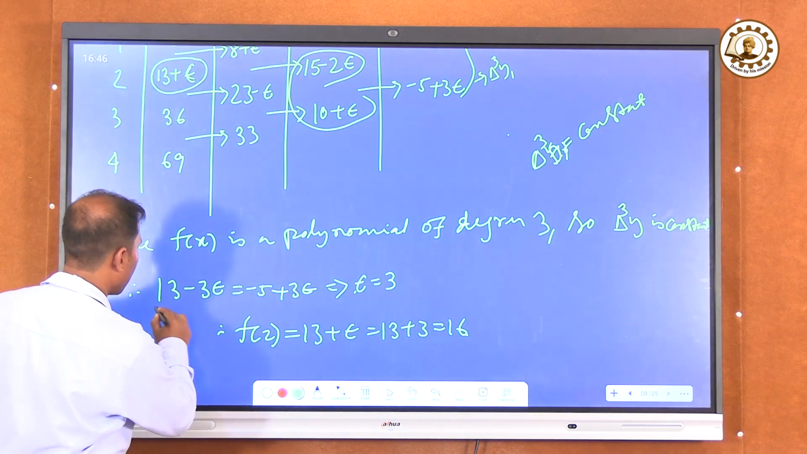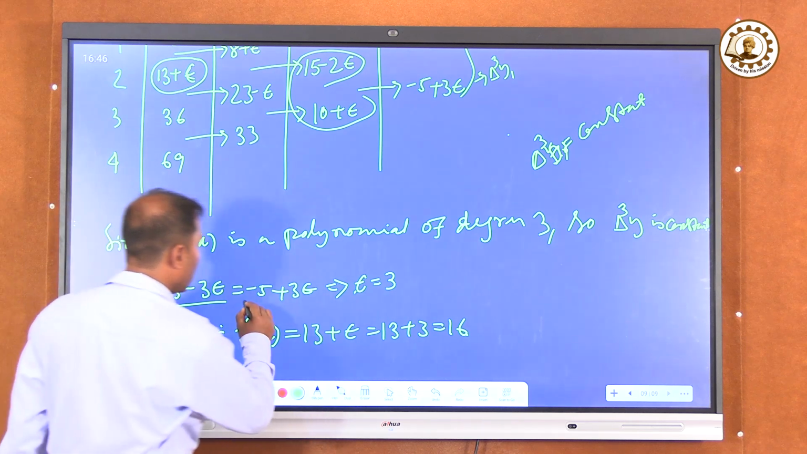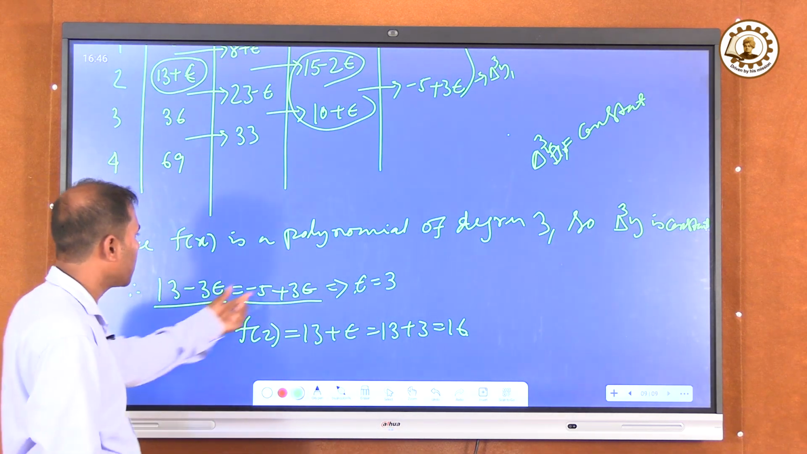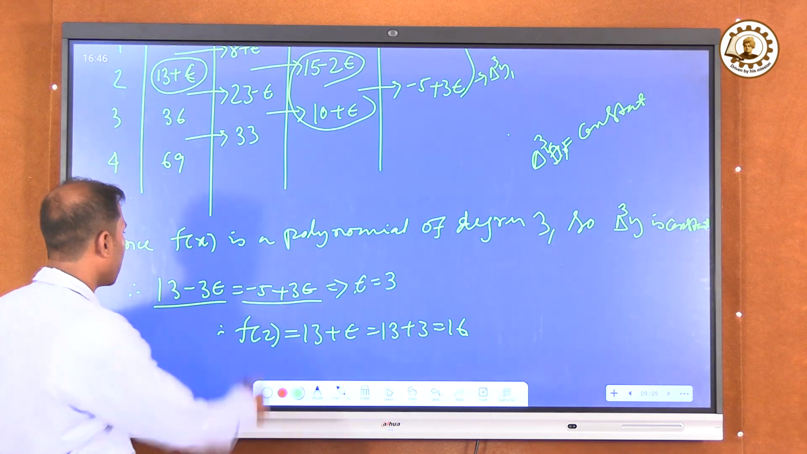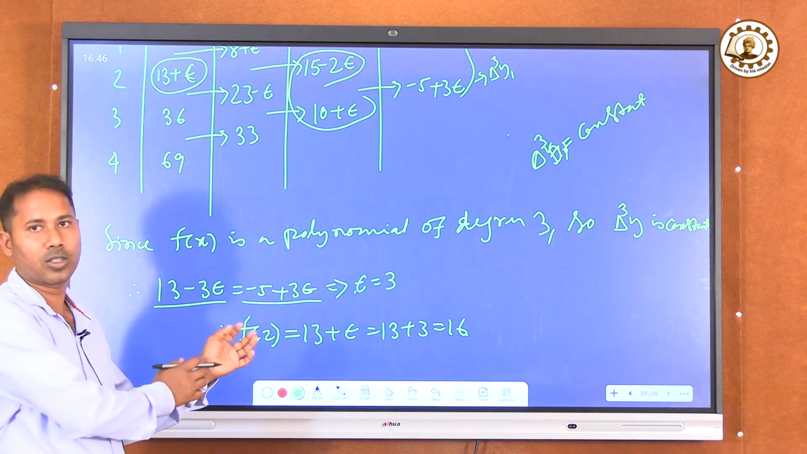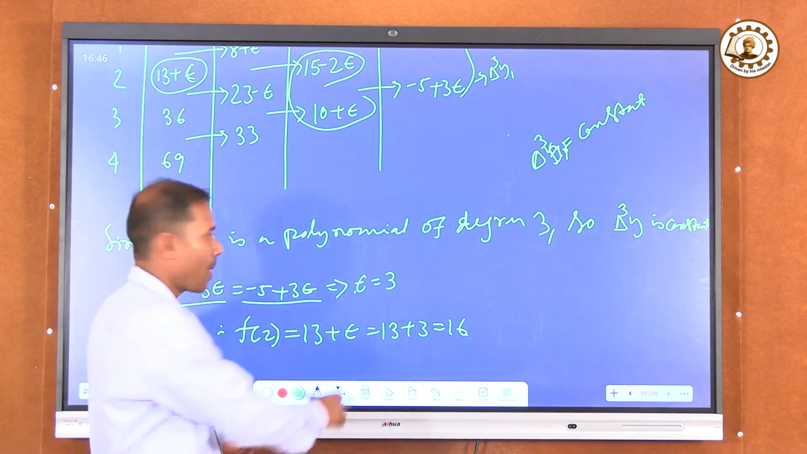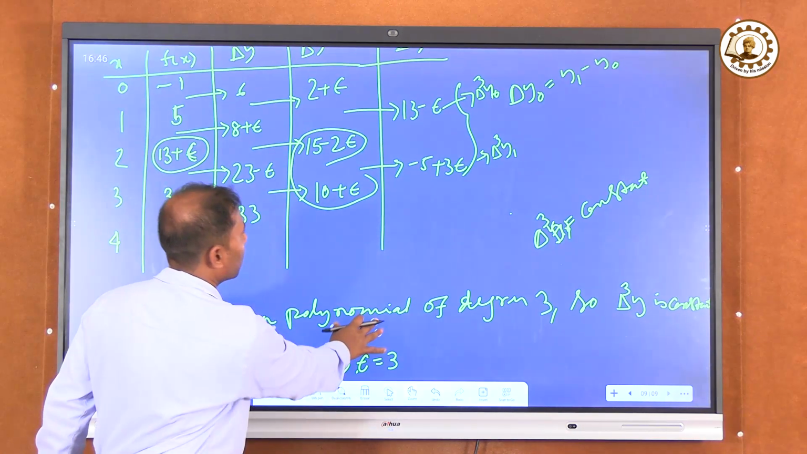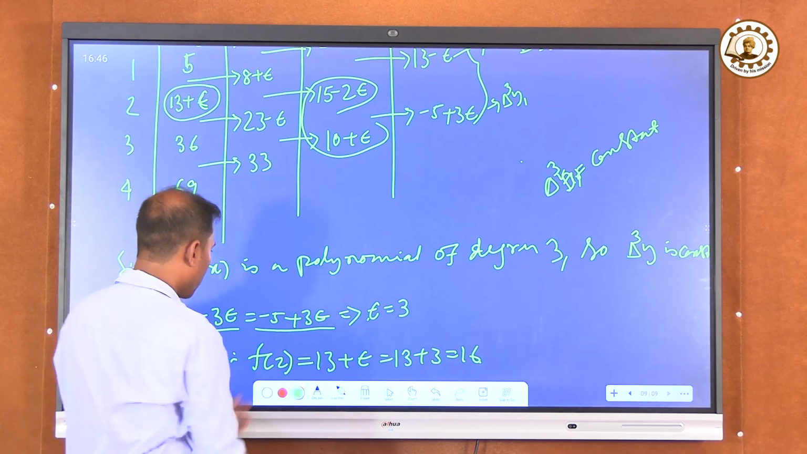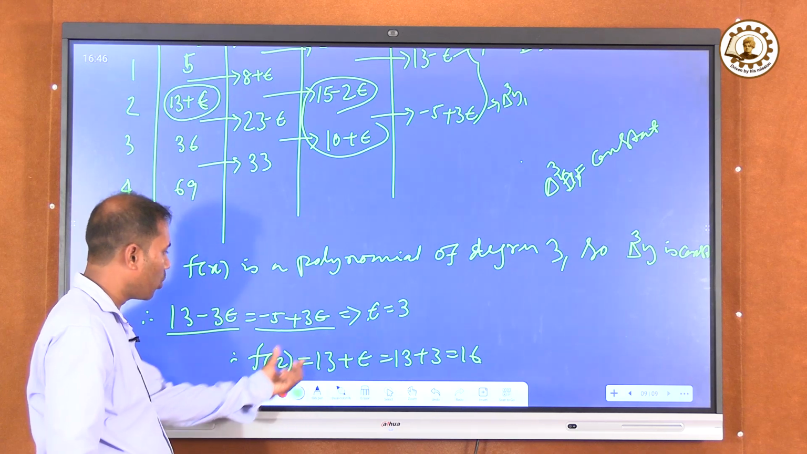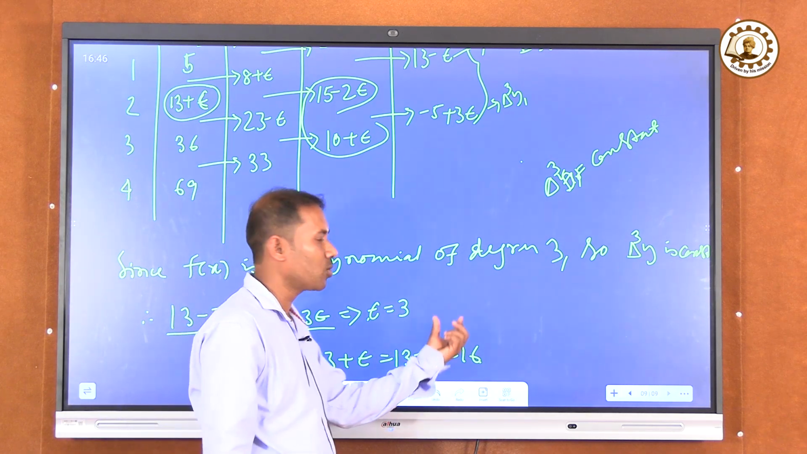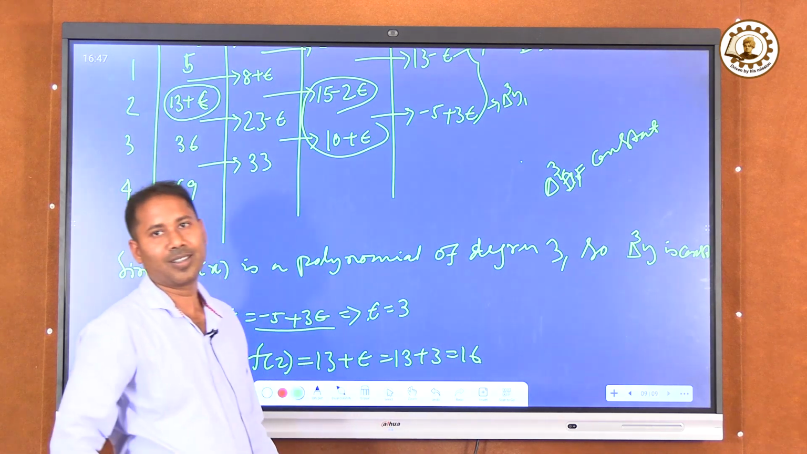So 13 minus 3 epsilon equals minus 5 plus 3 epsilon, that is 6 epsilon equals 13 plus 5, which is 18. So epsilon equals 3. So the correct value is f2 equals 13 plus epsilon, that is 13 plus 3 equals 16. Thank you.